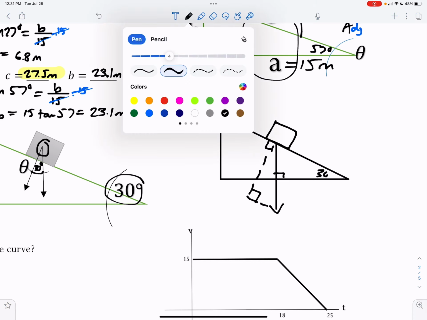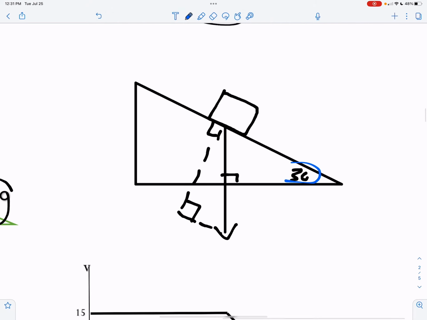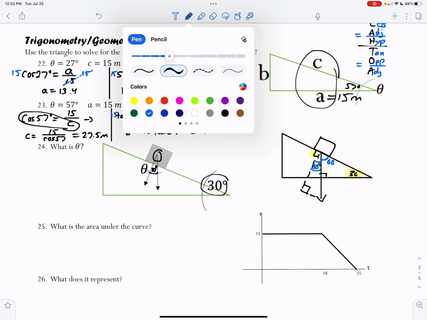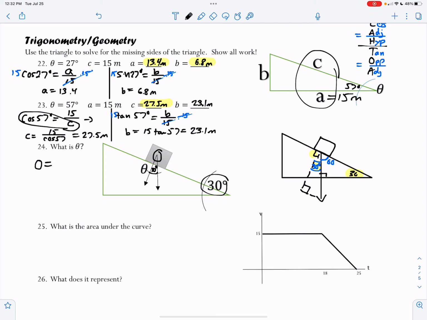Now, if you look at the angles that are created there, if this is 30 and this is 90, that means this angle has to be 60. Now, if this is 90 on this side, that means this angle plus this angle has to add up to 90 as well. And so if this is already 60, this remaining angle has to be 30, which is always going to be the same as the incline. So theta equals 30 degrees.